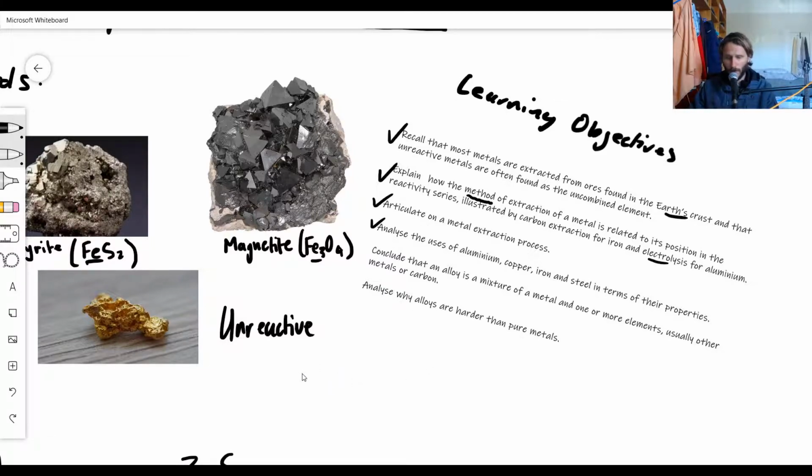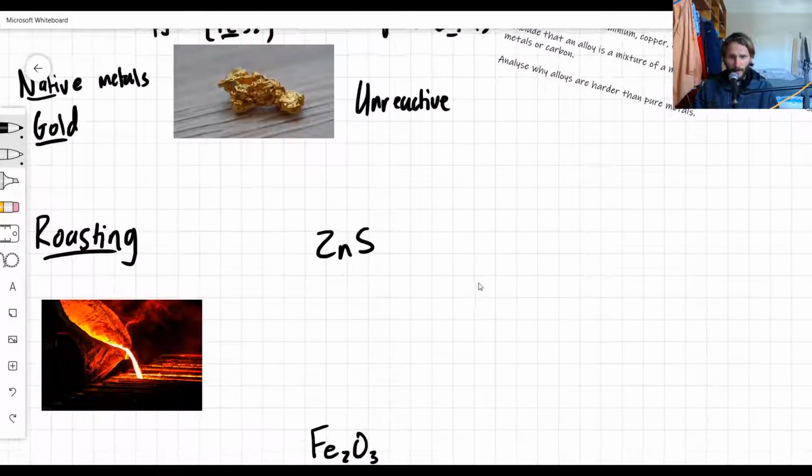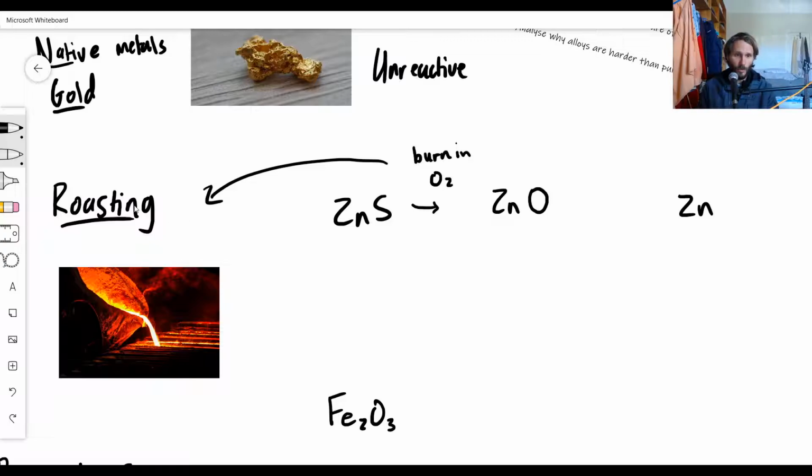Okay, cool. We need to get straight into this. So here we go. We can have a piece of ore, a zinc sulfide over here. How do we get the zinc sulfide into zinc? It's a two-step process. The first step is that you have to turn this zinc sulfide into zinc oxide. And to do this, we simply burn it in oxygen. And burning it in oxygen is called roasting.